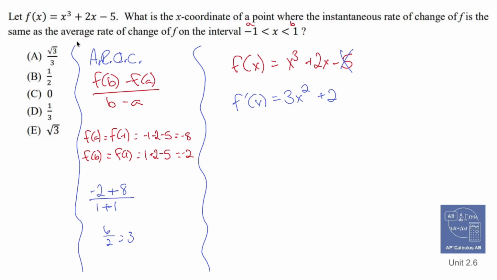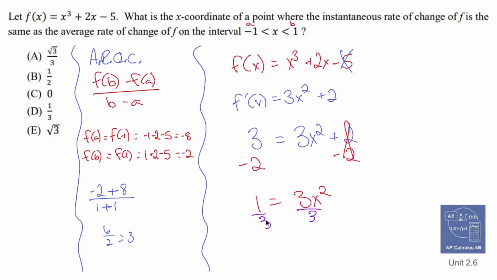Now, we want our instantaneous rate of change to be 3. So 3 is going to equal 3x squared plus 2. And now I have to solve this for x, which means it's going to be bad. Subtract 2: 1 equals 3x squared. Divide by 3, divide by 3. 1/3 equals x squared.